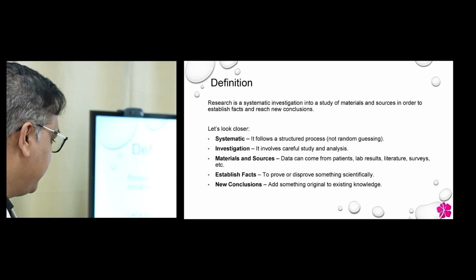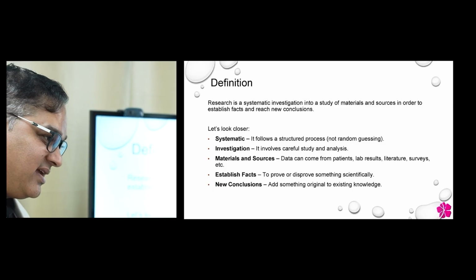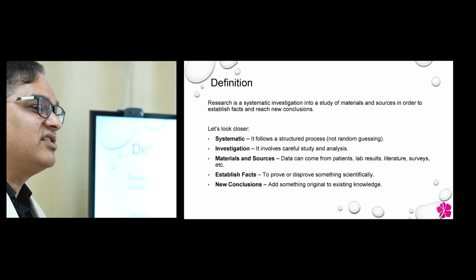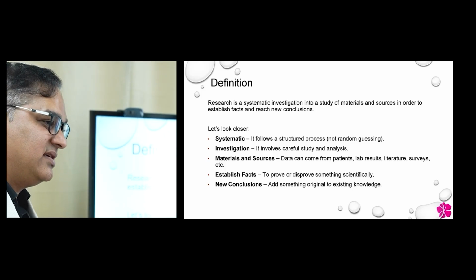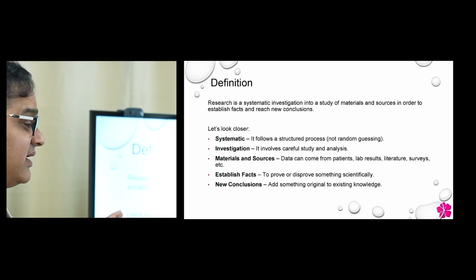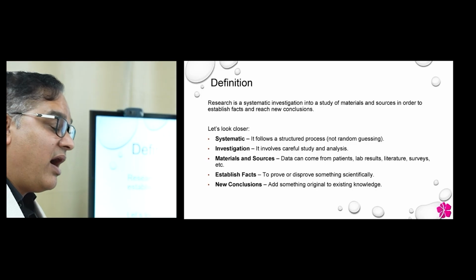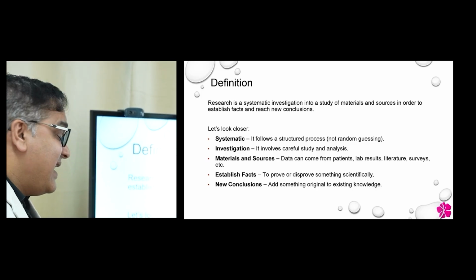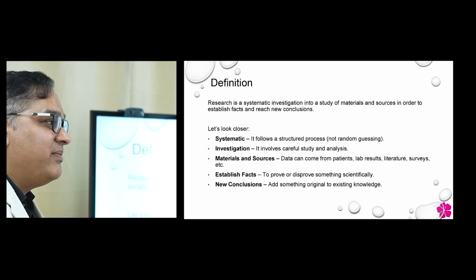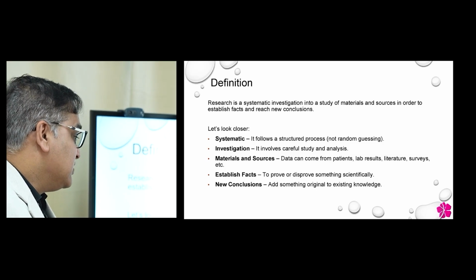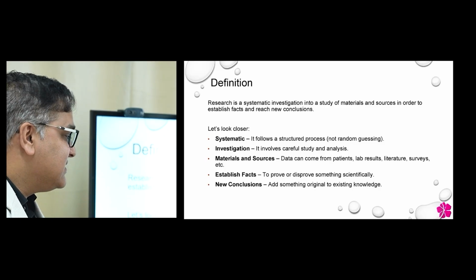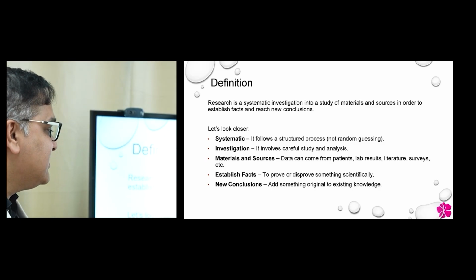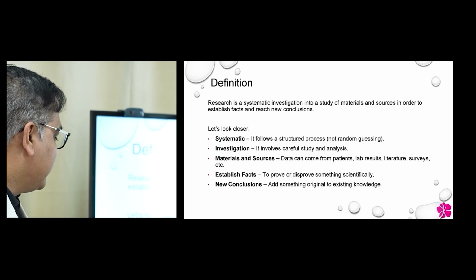So let's look closer. It contains the word systematic, which means it follows a structured process. There are no random guesses. There's another word, investigation. How do you investigate? We involve careful study and analysis. Then there are materials and sources. For that, we need data. Data can come from patients, lab results, literature, surveys, etc.